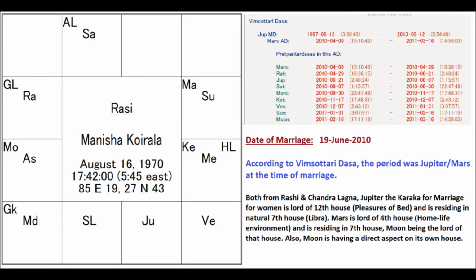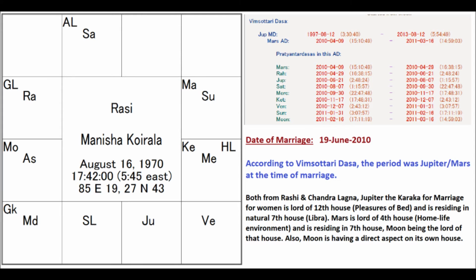So here, Jupiter Mahadasa began in August 1997, and it goes all the way up to 2013. If you look at Jupiter, Jupiter is the lord of the 12th house. The 12th house pertains to pleasures of bed, and Jupiter is the karaka for marriage for women, and Jupiter is residing in the 10th house, the natural 7th house, which is Libra. So Jupiter is very active here for the native to get married.